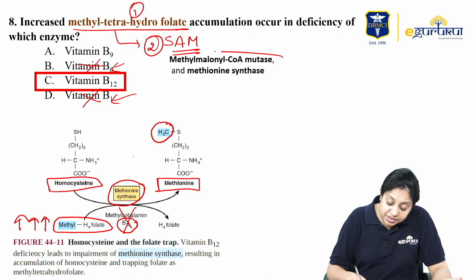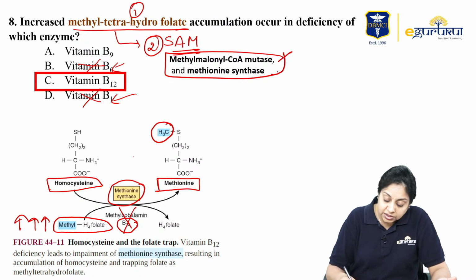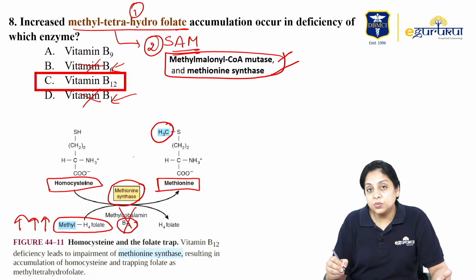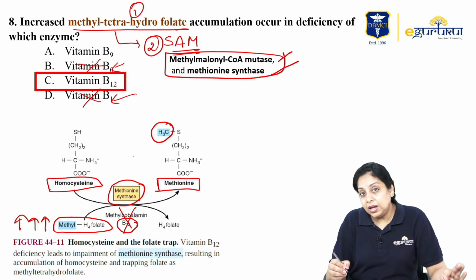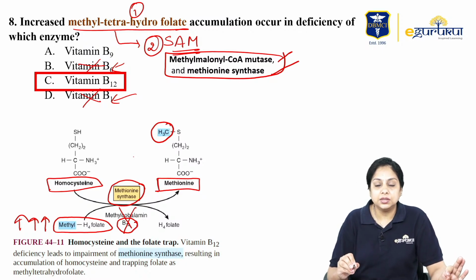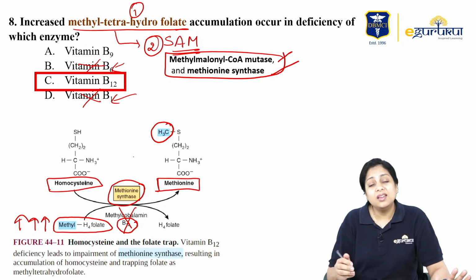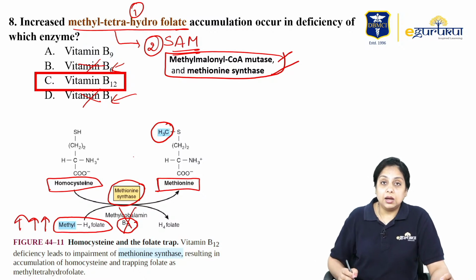And there are other two enzymes. Note these points also. Methylmalonyl coenzyme A mutase and methionine synthase, I told you. These are the two enzymes which require vitamin B12. Remember, methylmalonic aciduria is also because of vitamin B12 deficiency. So two things are increased in B12 deficiency. Majorly we see methylmalonic aciduria, not so commonly asked, but folate trap, or you can say increased methyltetrahydrofolate is most commonly asked.